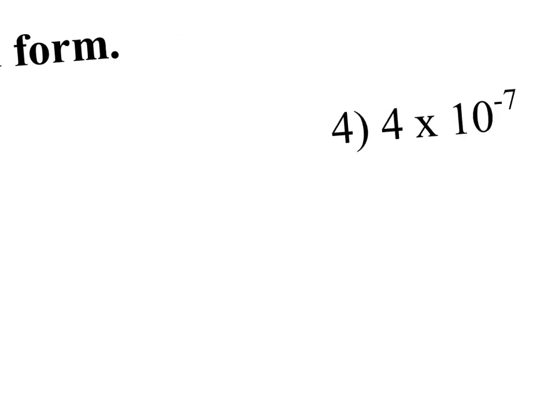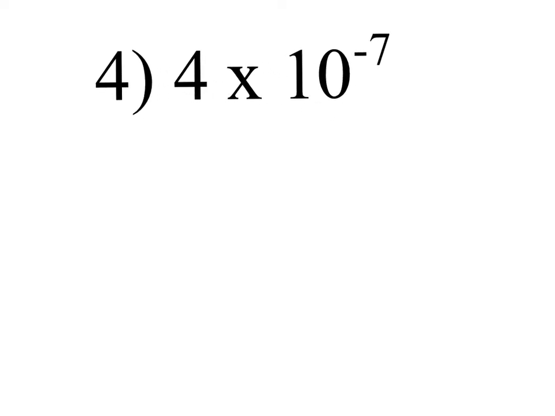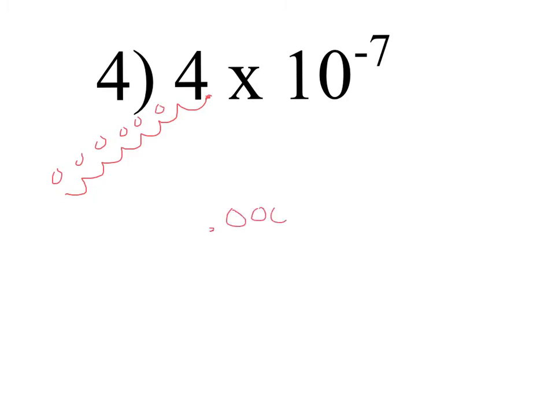On the flip side of that, if I have a negative exponent, I'm going to make that number smaller, okay? Again, realize that the decimal's there, and I'm going to move it over 1, 2, 3, 4, 5, 6, 7 spots. So it's going to be 0.000, 3 more zeros, 4. And that would be what the standard form for that looks like.